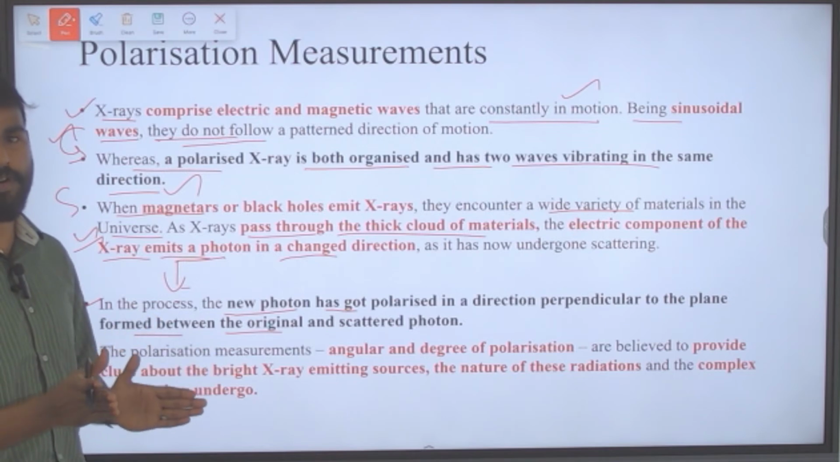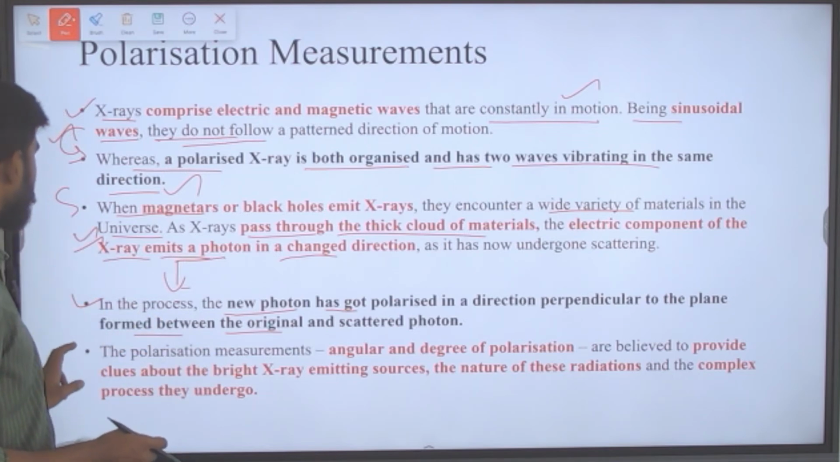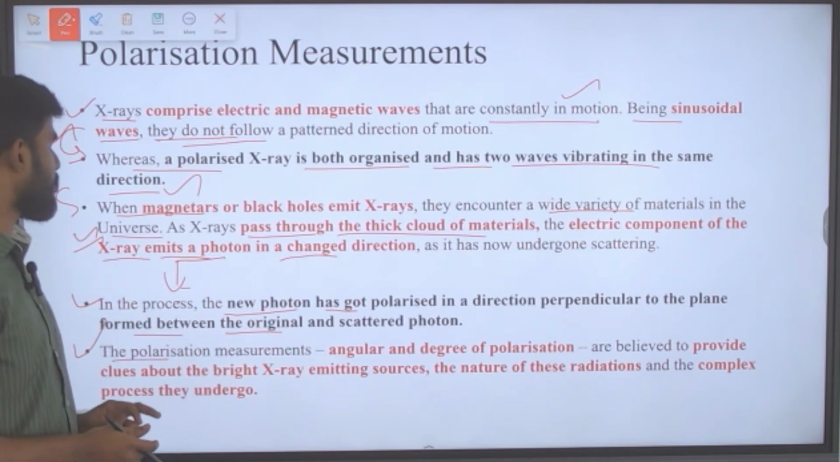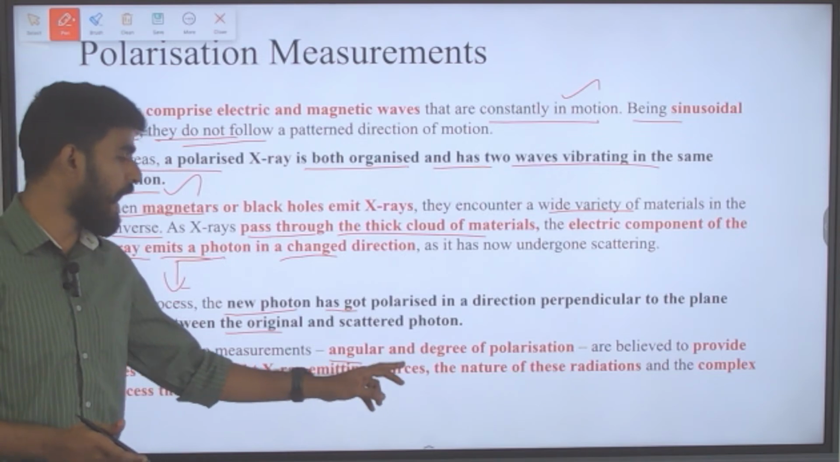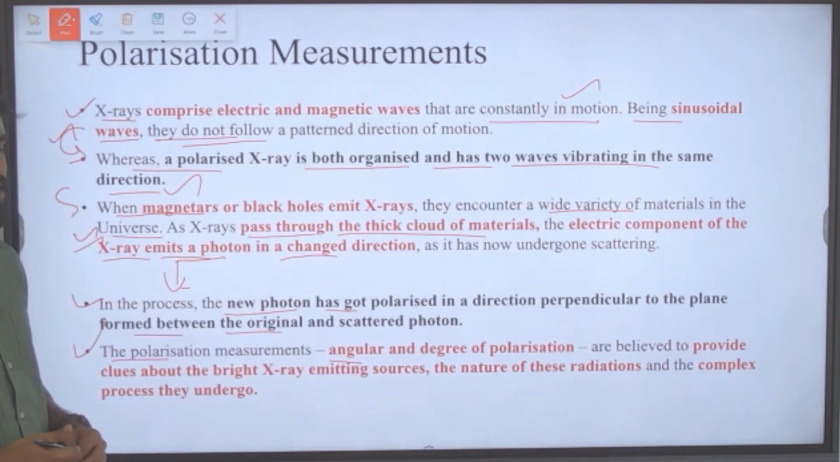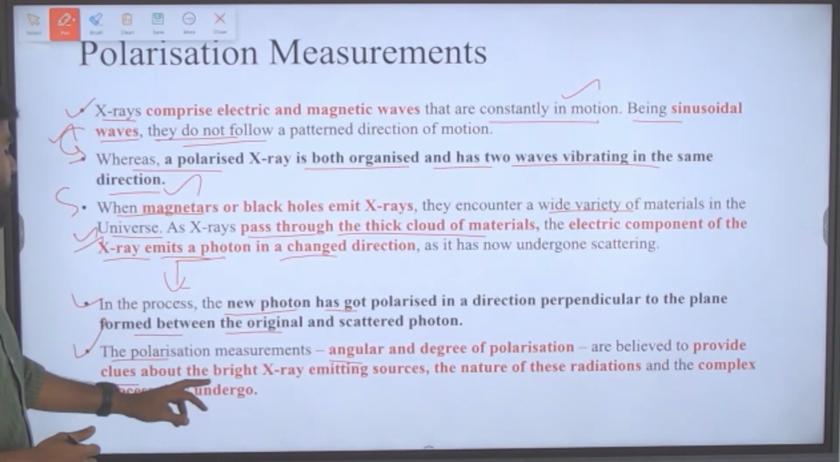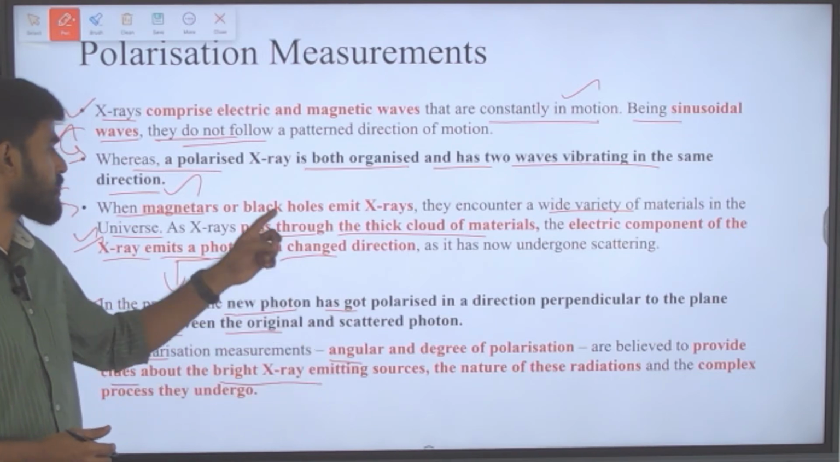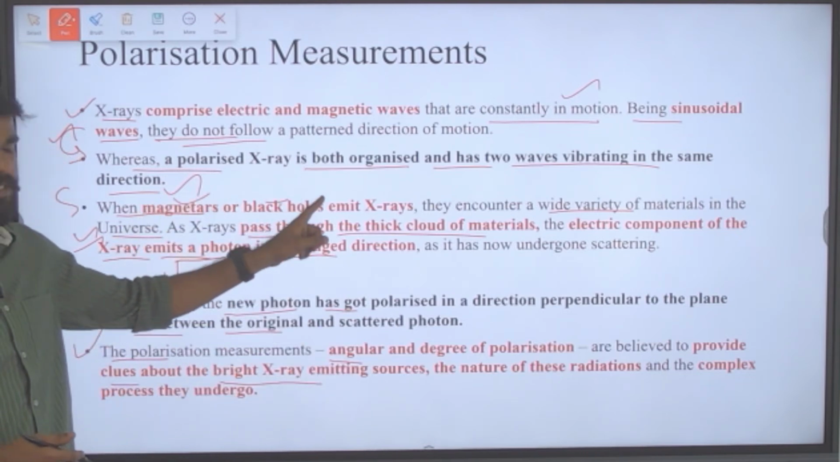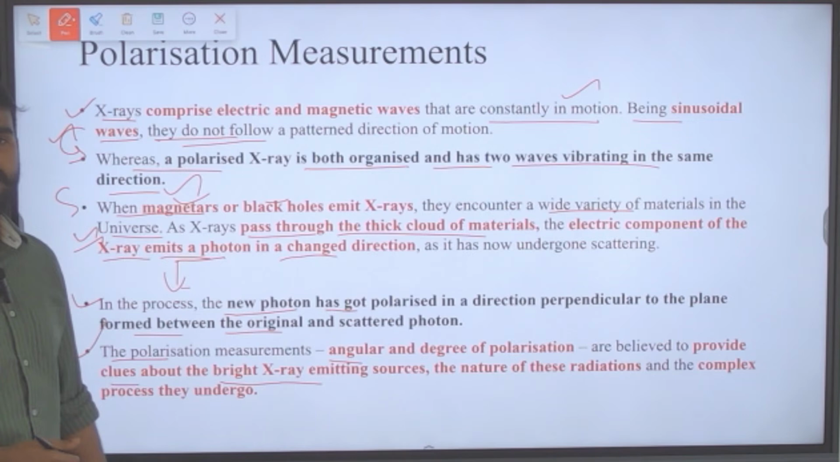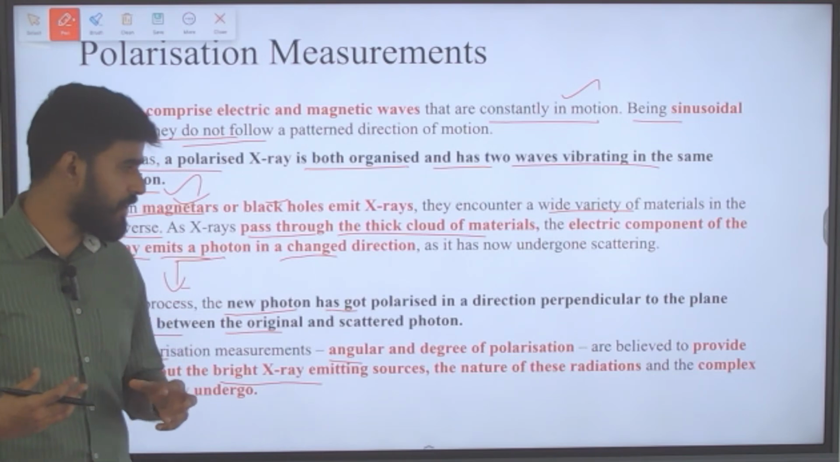So this is how polarization happens, and we are going to measure this polarization. The polarization measurements, both angular and degree of polarization, are believed to provide clues about the bright X-ray emitting sources, I mean the magnetars, black holes, etc. And then the nature of these radiations. What is the nature of these radiations?